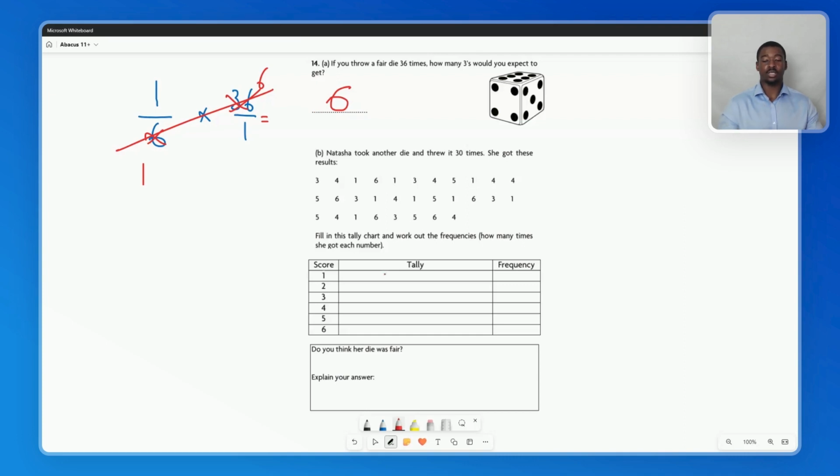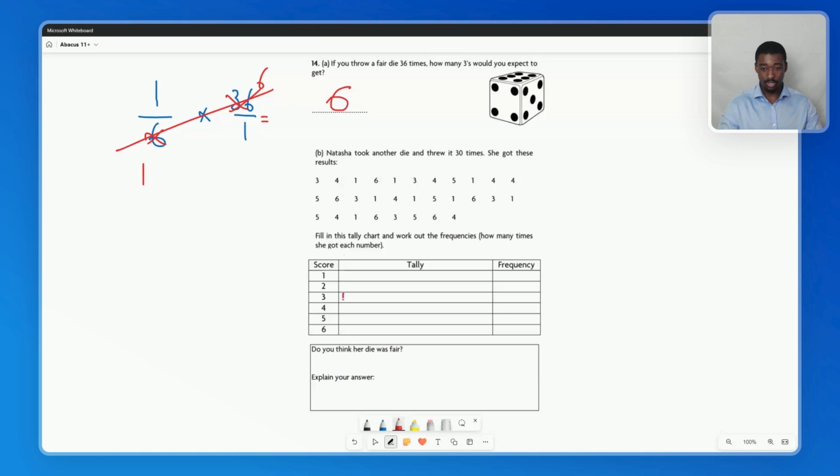Okay, and now for this part B, we have a couple of parts to this answer, but let's try and go through it step by step. First, we have to fill in this tally chart based on the numbers that Natasha got when she actually threw a die 30 times. So let's fill in this tally chart, making sure we don't make any silly mistakes. That will be the main thing to watch out for here.